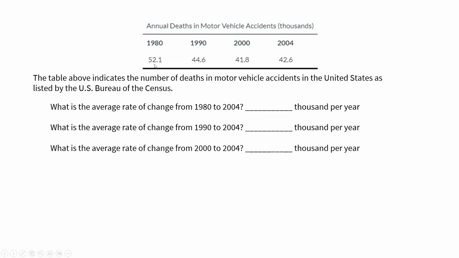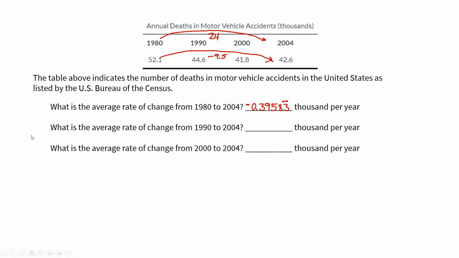So when you go from 1980 to 2004, your change in motor vehicle accident deaths is negative 9.5 thousand, and that's over the course of 24 years. So the average rate of change would be that negative 9.5 divided by 24, and that would be a negative 0.3958, repeating, thousand per year. So you had a decrease of about 396 deaths per year between those years.